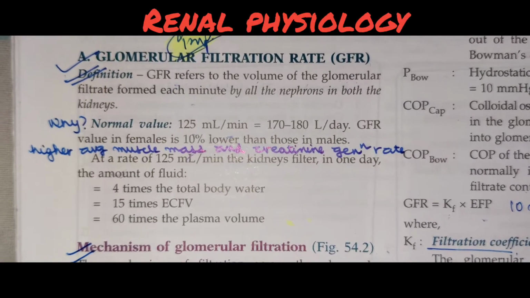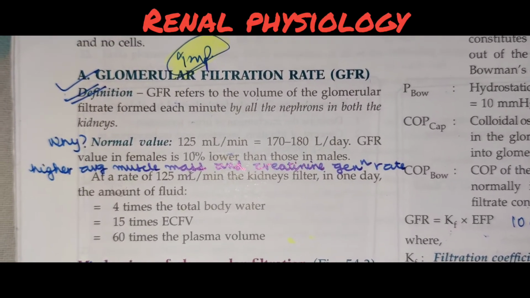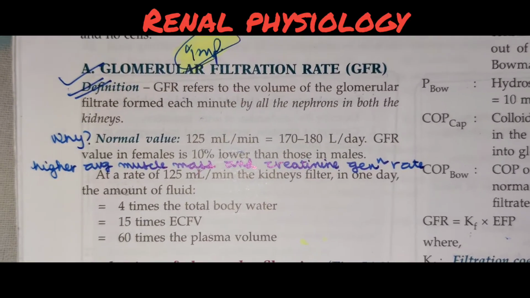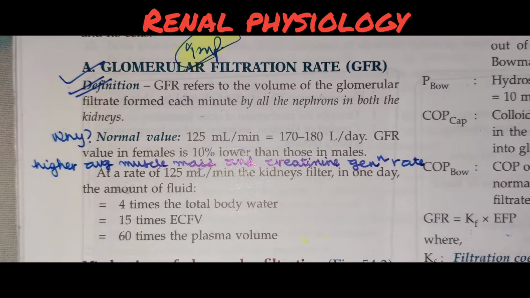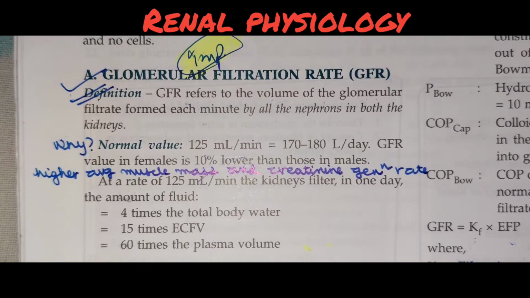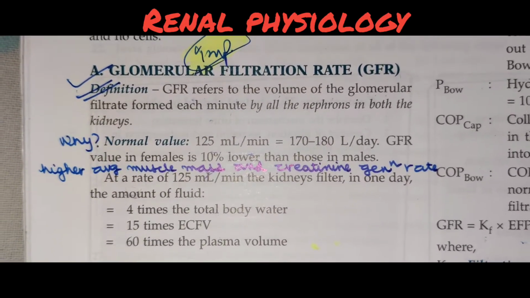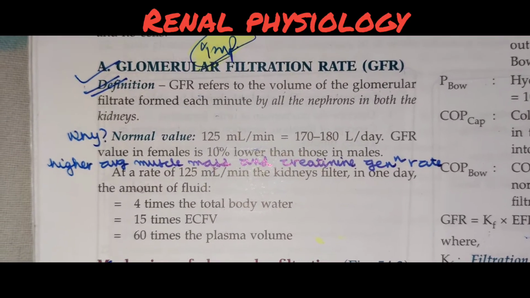So now let's start with the glomerular filtration rate. Firstly, what do you mean by this? It's abbreviated as GFR. GFR refers to the volume of the glomerular filtrate formed in 1 minute by all the nephrons in both the kidneys.